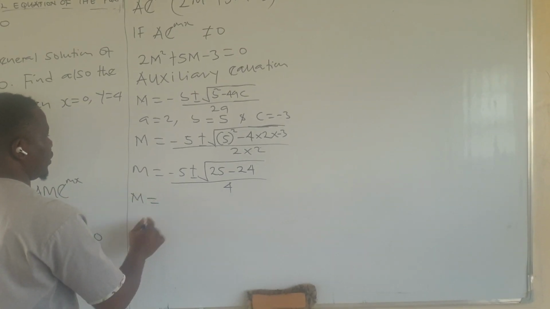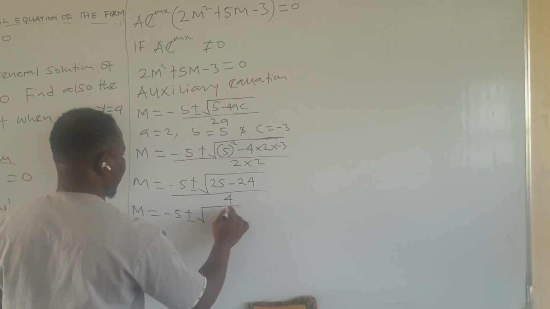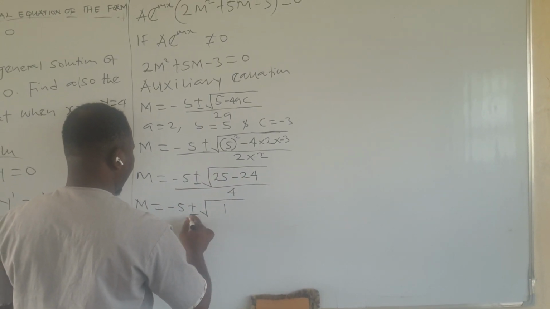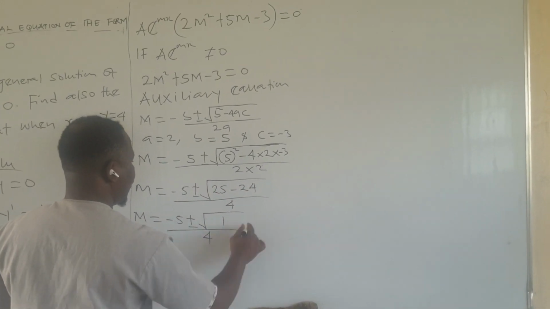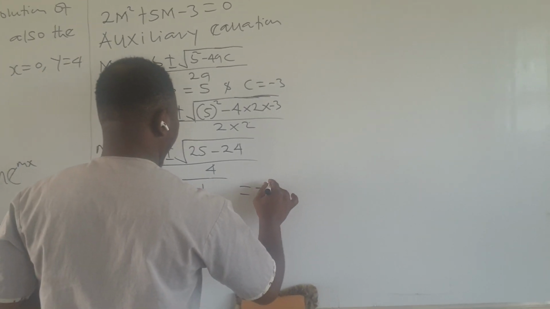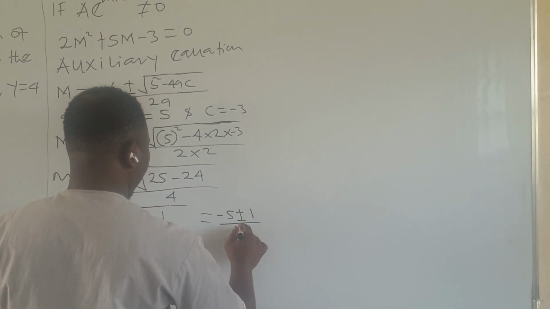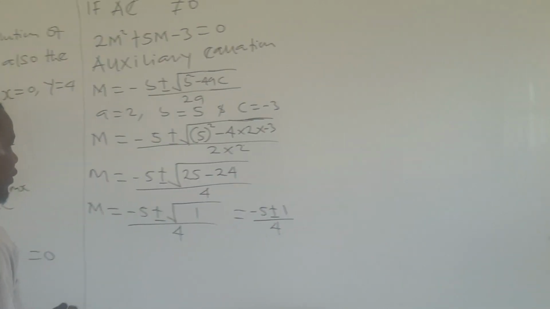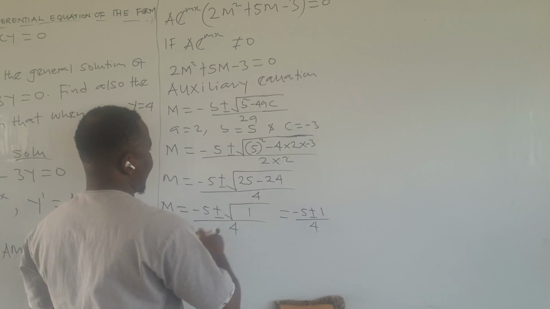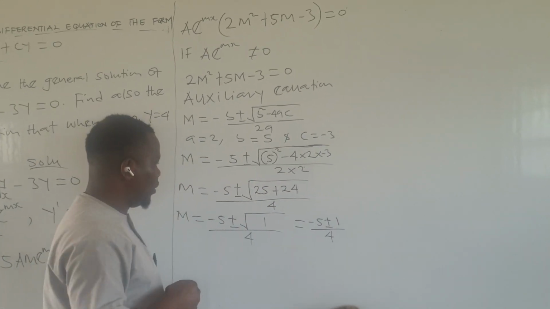Our m is equal to minus 5 plus or minus the square root of 25 minus 24, which is 1, all over 4, where you know that the square root of 1 is 1. So here is minus 5 plus or minus 1 all over 4. True or false? Oh, sorry. Here is a plus. Please, sorry, bear with me.